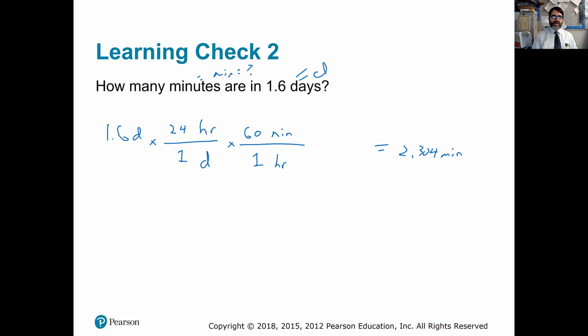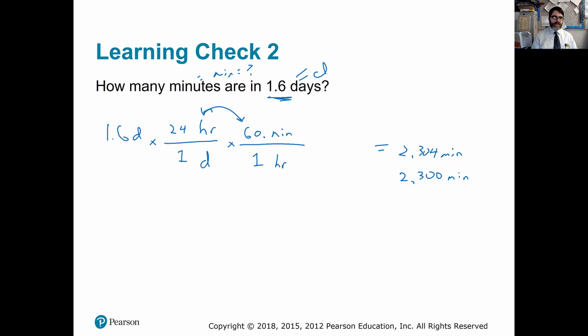minutes. And because this has 2 sig figs and both of my conversion factors here are exact, as long as I put a decimal there, they both have 2 sig figs as well, then I'm going to round this off to 2,300 minutes. And I think you would agree that if we're talking about 1.6 days, or even if we just go with 1.5 days, we don't really care about those 4 minutes. 2,300 minutes is more than good enough.